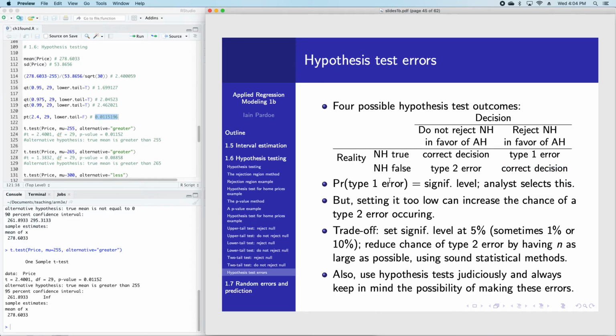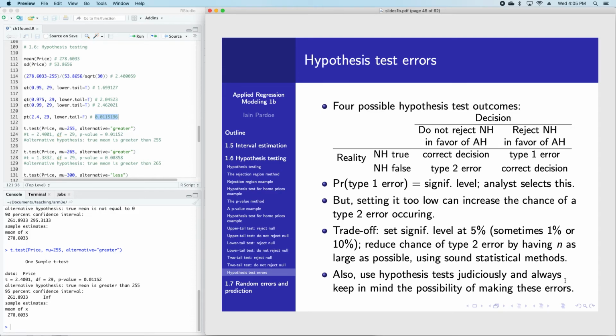Okay, so the probability of a type 1 error is the significance level. That's what we get to set. If we set it too low, though, we can increase the chance of a type 2 error occurring. And so there's a trade-off there. And so 5% is a pretty good balance. In some fields, you'll see 1% or maybe 10%. Other ways of reducing the chance of a type 2 error is having n as large as possible. So large sample sizes are good, and then also making sure that you're using sound statistical methods.